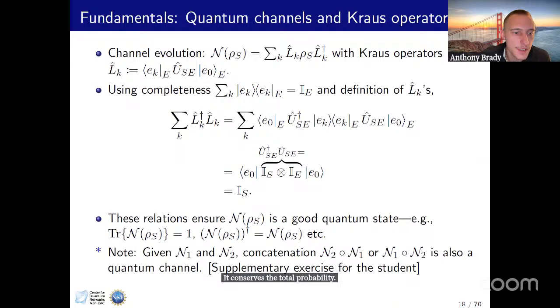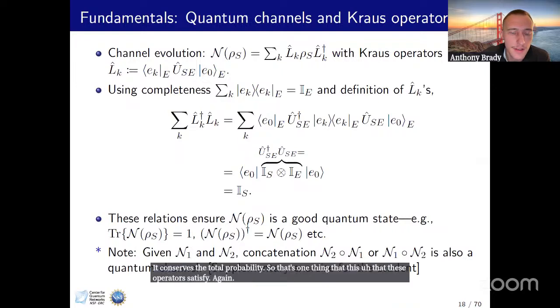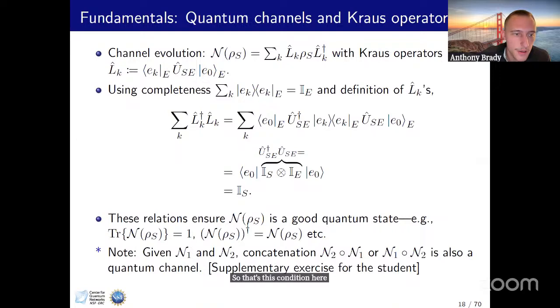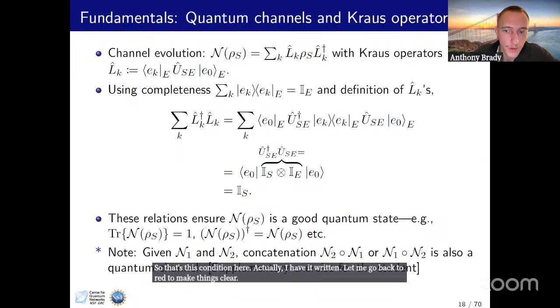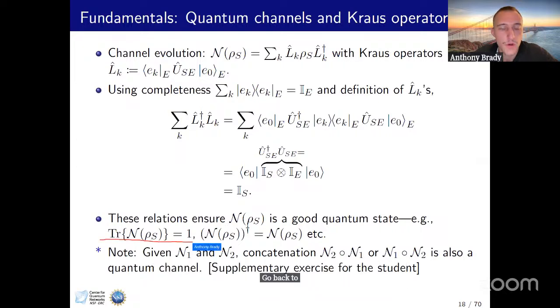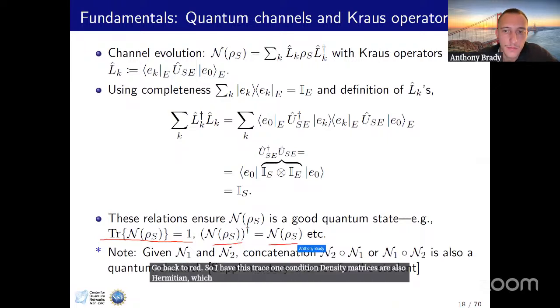So that's one thing that these operators satisfy. Again, they also have to do other things. So that's this condition here. Let me go back to red to make things clear. So I have this trace 1 condition. Density matrices are also Hermitian, which means their dagger is equal to them.